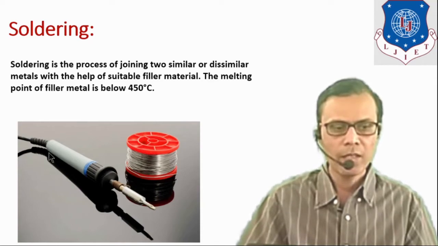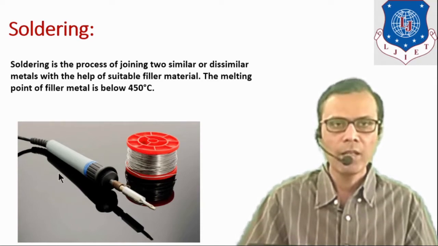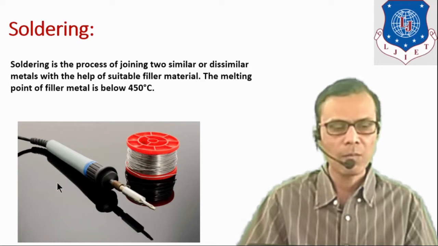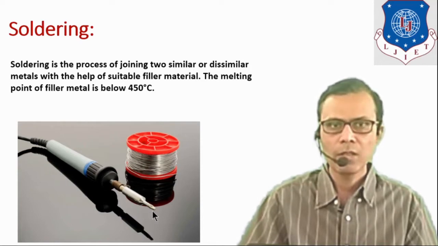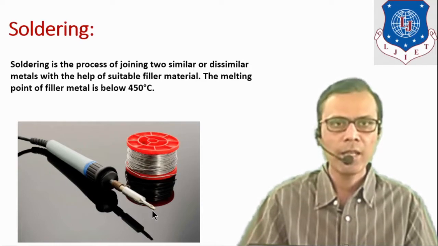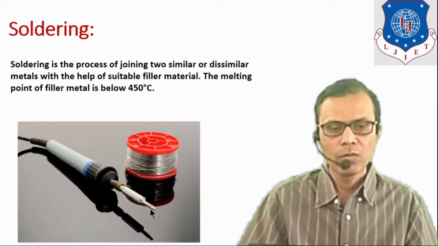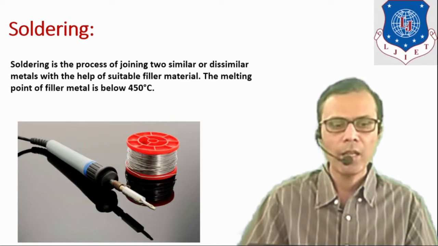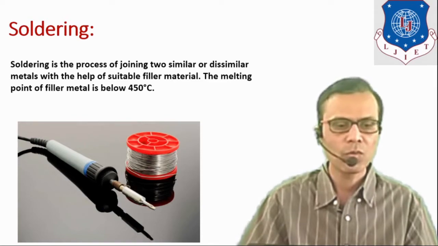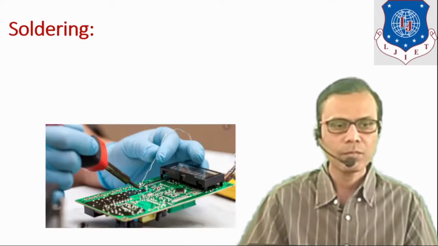So it is a soldering iron, and when it is given a power supply, the tip of this soldering iron gets heated. Now the filler metal which is used is generally an alloy of lead and tin, and it is in wire form. So a wire reel is shown here. These are the basic necessities to perform this type of process.